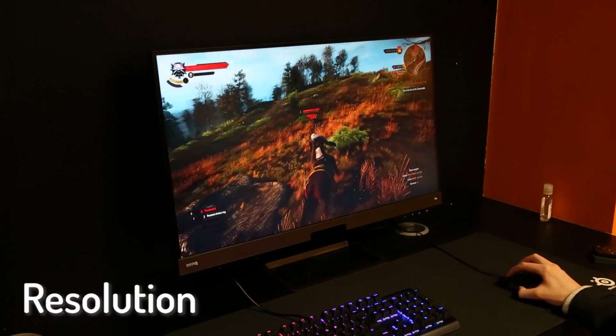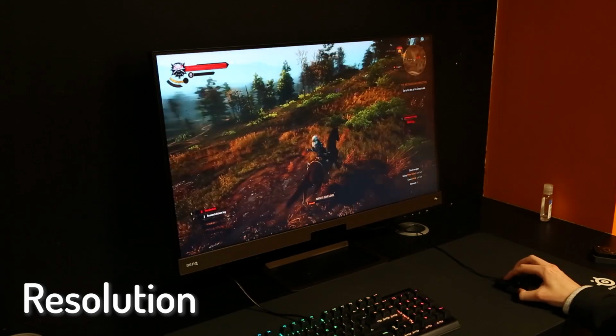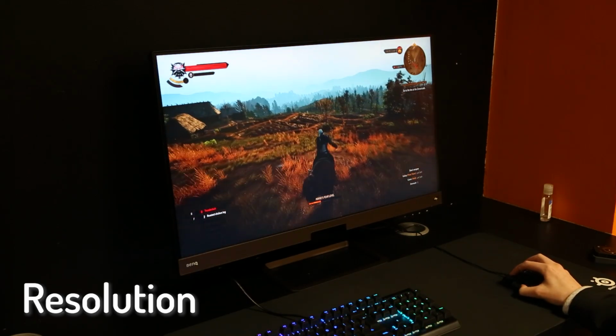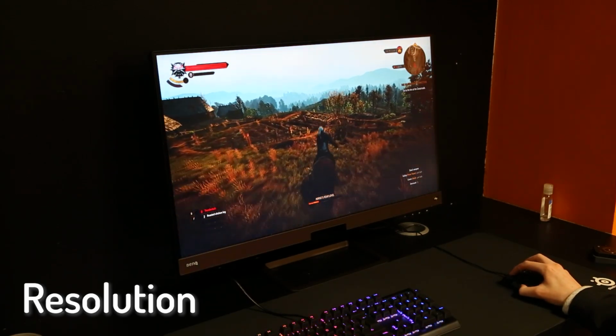So the first topic we're going to talk about is resolution. So monitor resolution is basically the number of vertical and horizontal pixels that are within the panel. So standard high definition monitors have a resolution of 1920 by 1080, also known as 1080p. And when you go above that, you can go up to 1440p, which is 2560 by 1440 pixels, or you can go up to 4K.